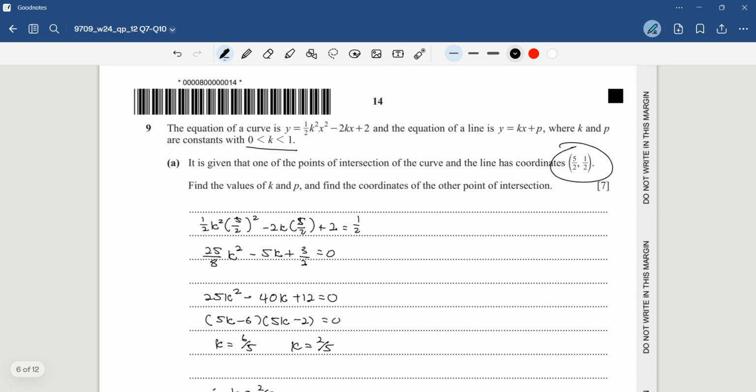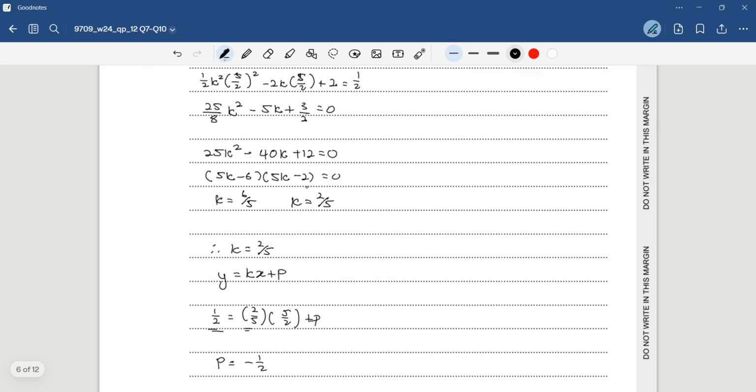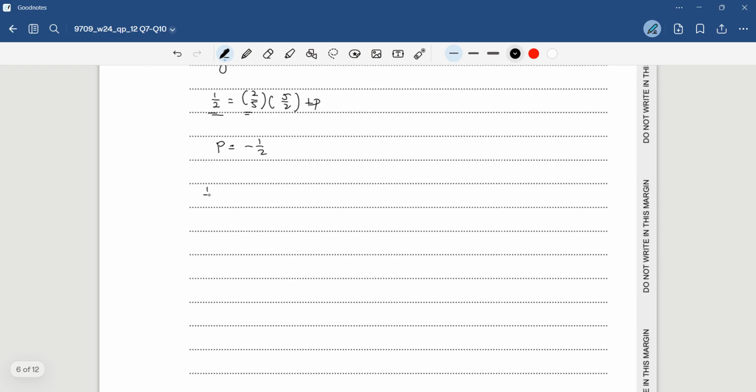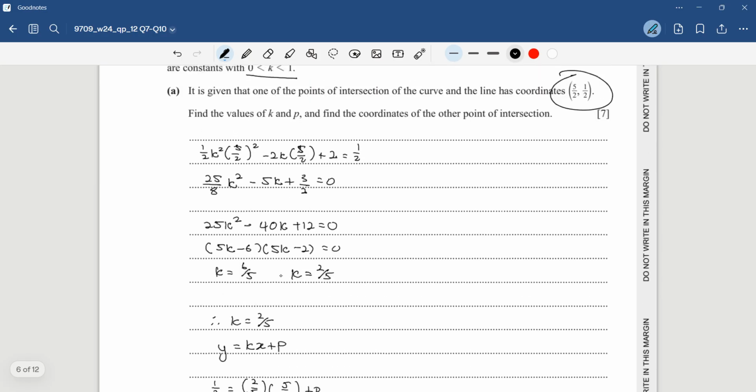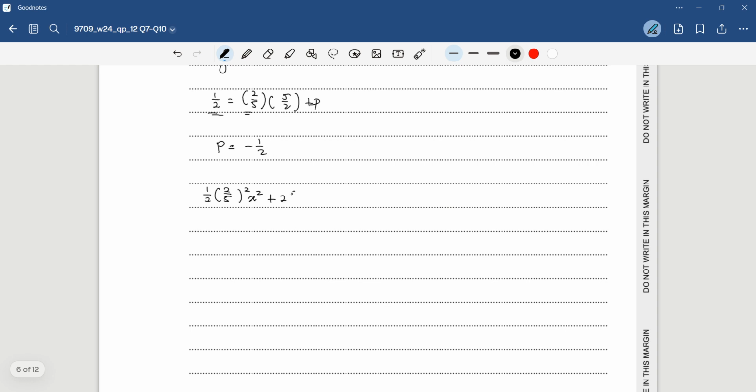And then find the other point of intersection. So now I need to equate these two equations. So it's going to be 1 over 2 k square, so my k is 2 over 5, 2 over 5 square x square minus 2kx plus 2 equal to kx plus p.